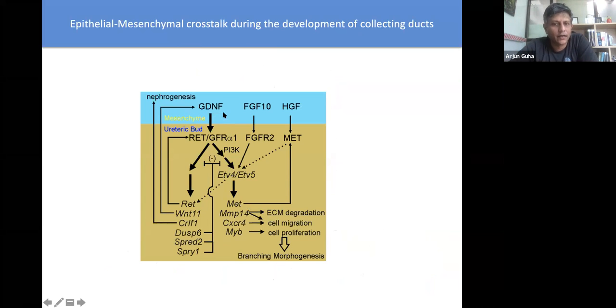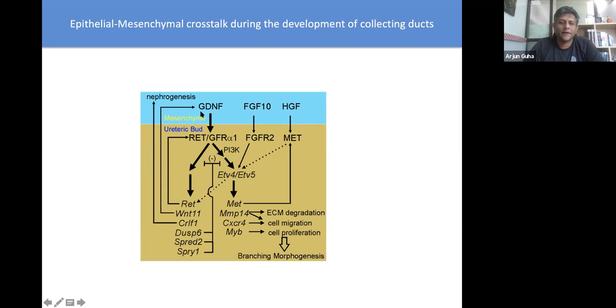The key driving signal is GDNF, which is glial-derived neurotrophic factor, that acts on its receptors, RET and GFR alpha, to lead to a series of changes in gene expression, including the expression of these transcription factors ETV4 and ETV5. And you will recognize these earlier from our studies on the lung. What happens as a function of the activation of GDNF signaling in the ureteric bud is the production of Wnt11 in the ureteric bud. And this Wnt11 then is secreted by the ureteric bud, acts on the mesenchyme to promote the expression of GDNF.